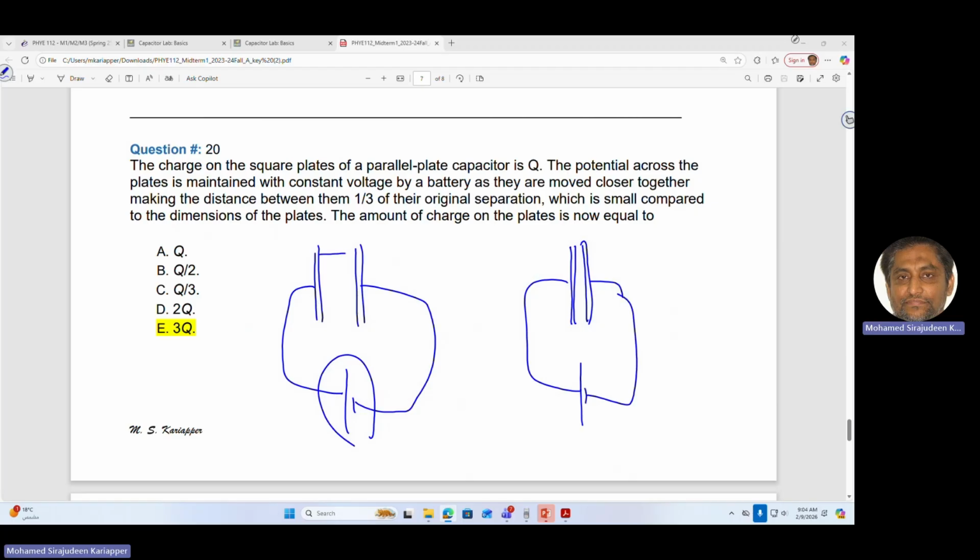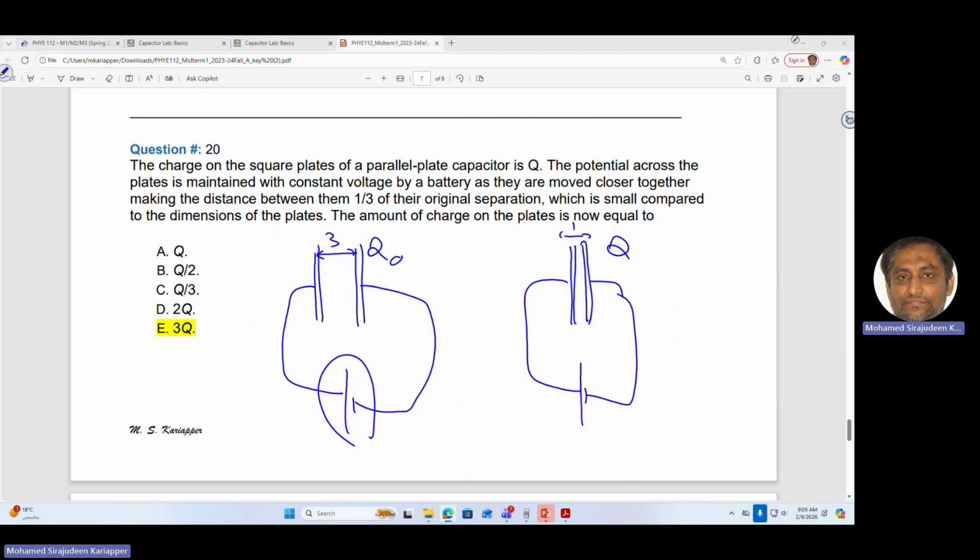Before, this distance was, let's say, 3; now the distance is 1, because it is 1/3 of 3. Before, the charge was Q0; what is the charge now? It will change because there is a battery connected to it.